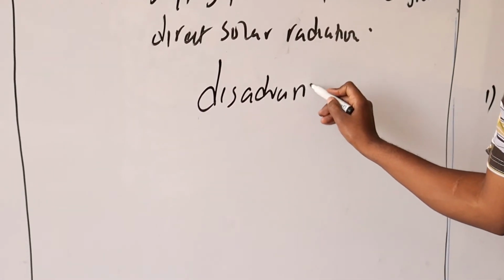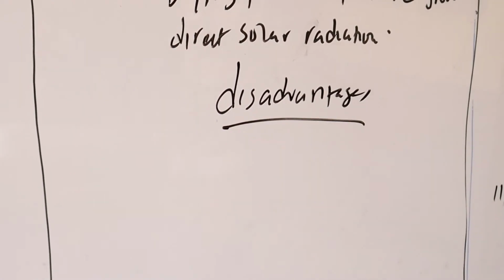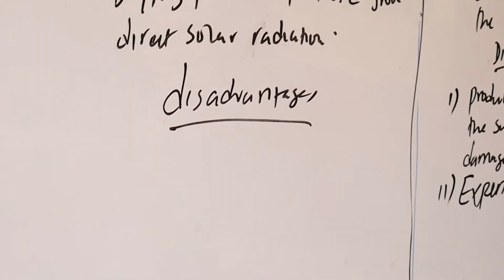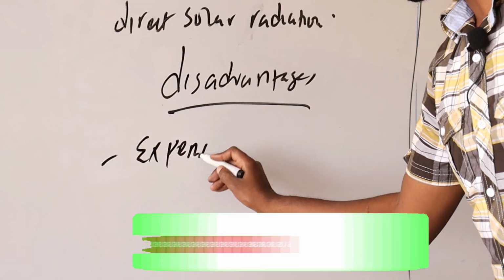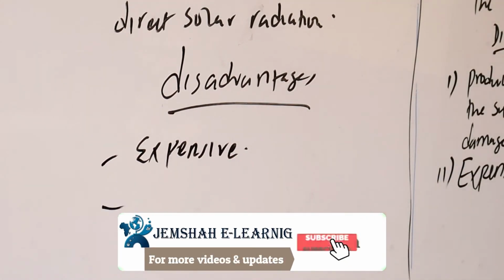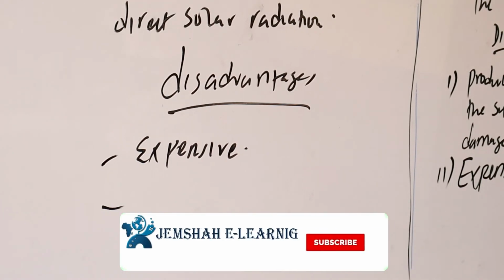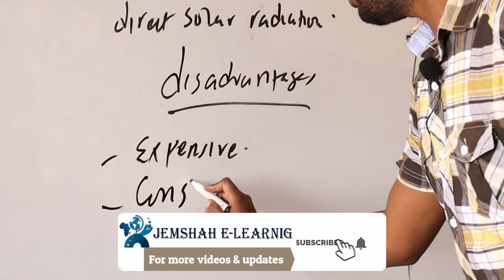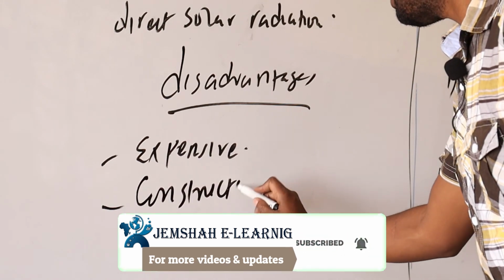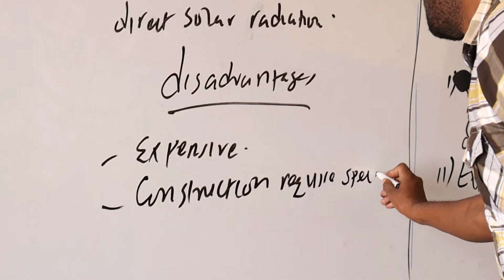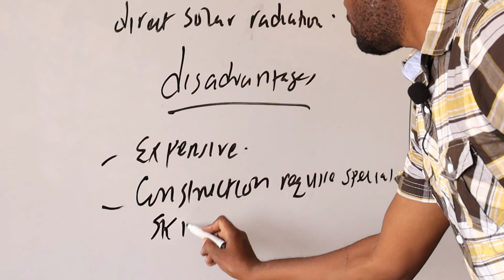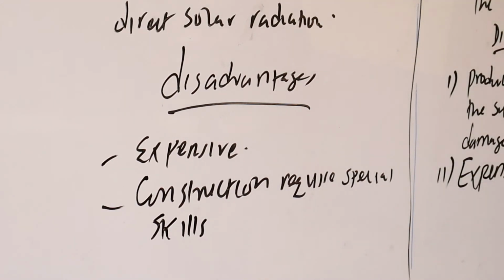Disadvantages that we can talk about as far as this is concerned. The first disadvantage is the cost. We can say that it is expensive. And another disadvantage is that the construction of the indirect solar dryers usually requires special skills. So those are some of the disadvantages that we can talk about as far as the indirect solar dryers are concerned.